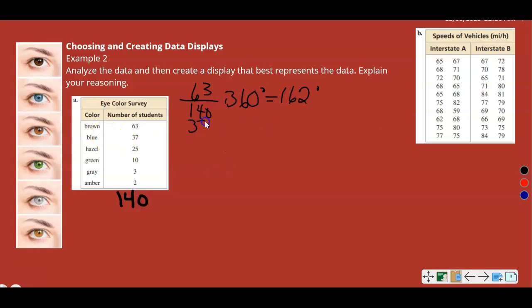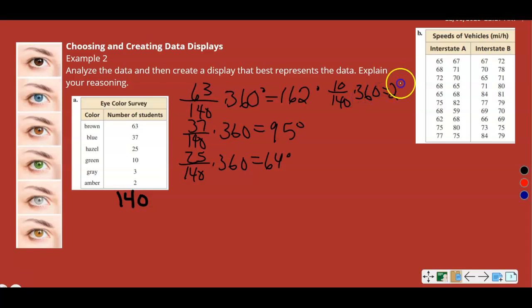All right, now we're going to do that for each eye color. So we're going to have 37 over 140 times 360, and that's going to be 95. And that's what represents blue eyes. And then hazel is next, 25 out of 140 times 360, and that's going to be 64 degrees. And then we go to green. Green eyes, there's 10 people surveyed that have green eyes out of the total 140. Multiply that by 360, and we get 26 degrees.